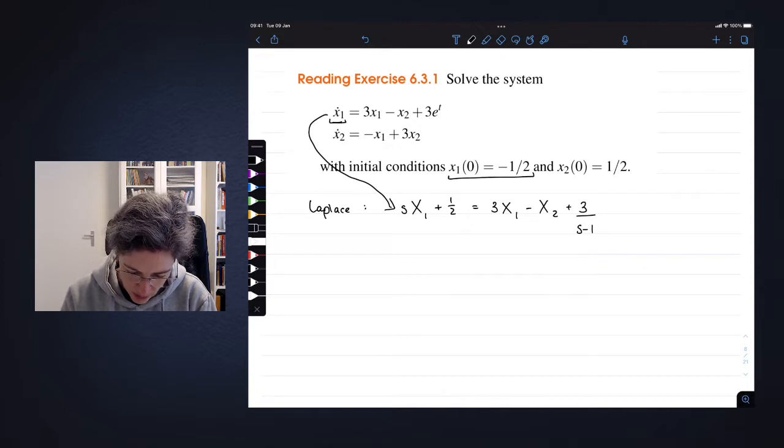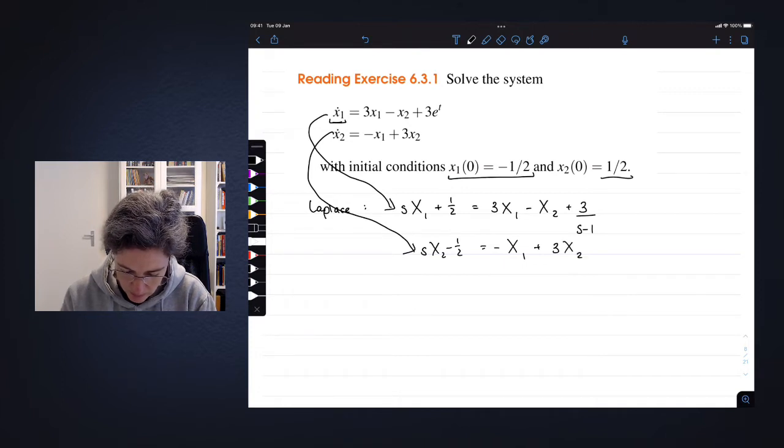And our second equation, if we take the Laplace transform, we do the same thing again. So it's going to be s times x2, in this case minus a half, is equal to minus the Laplace transform of x1 plus 3 times the Laplace transform of x2. And just remember that each of these x's is a function of our frequency-type variable s.